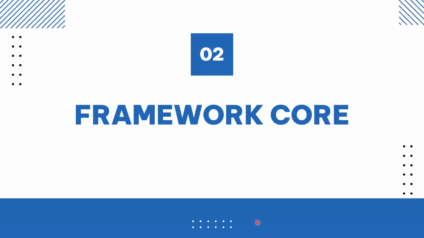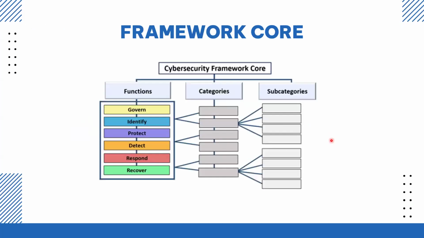So moving ahead, let's understand what the framework core consists of. So the framework core consists of three sections. First, the functions.